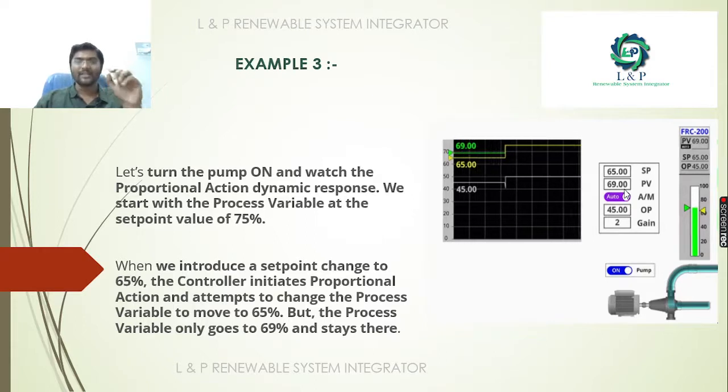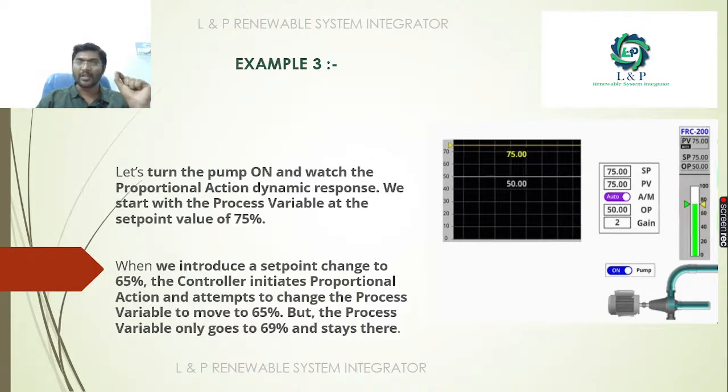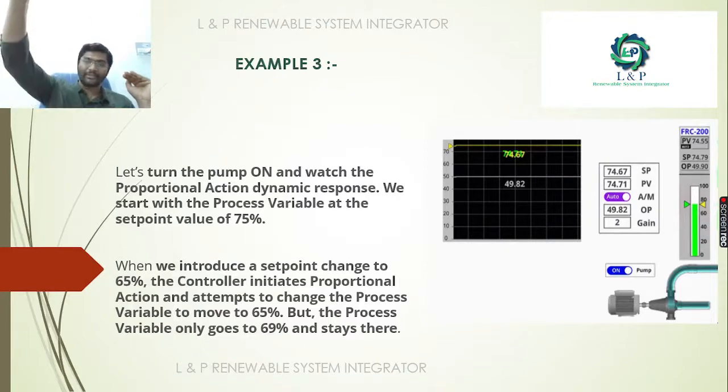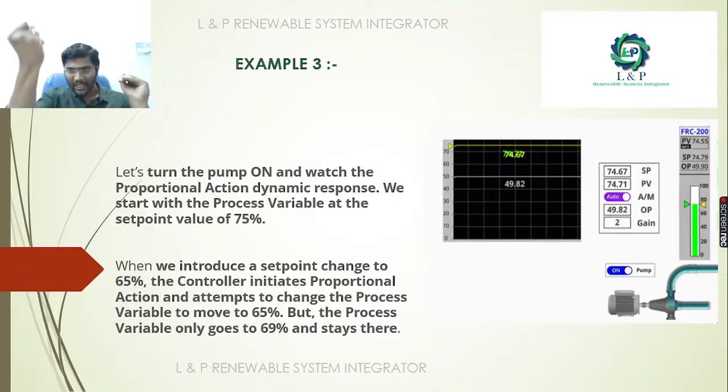You understood now? Our set point is 75, process value 75%. So we are making the set point 65%. No, I don't need 75% output, I need to control it at 65%. You're providing a set point, and you're also providing a gain value of 2. So initially, when the pump starts, it will try to go to 75%. But because of this set point, the controller is trying to bring it down to 69%, trying to make it under its control.